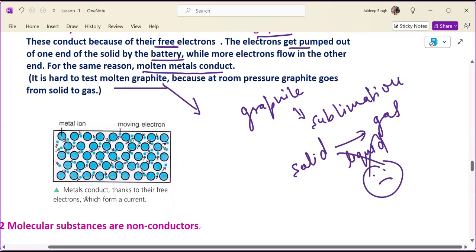See, metals conduct thanks to their free electrons, which form a current. I would like to repeat, it is hard to test molten graphite because at room pressure, graphite goes from solid to gas. So this is the explanation why metals conduct: they have free electrons, which form a current.